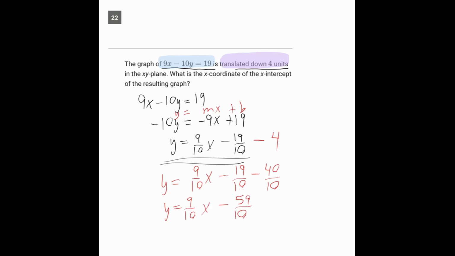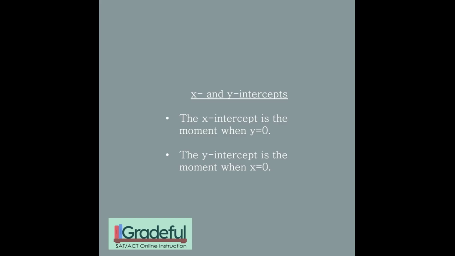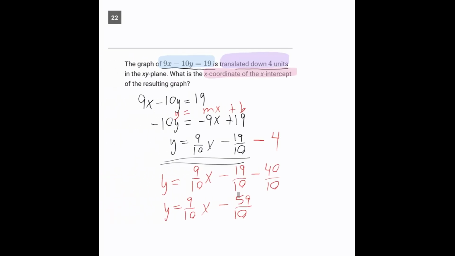And now we can look at the fact that we're being asked for the x-coordinate of the x-intercept. And one of the fundamental rules is that the x-intercept is the moment when y is 0, and the y-intercept is the moment when x is 0. So the x-intercept, for us, that means y is 0. So let's go ahead and replace y with 0.